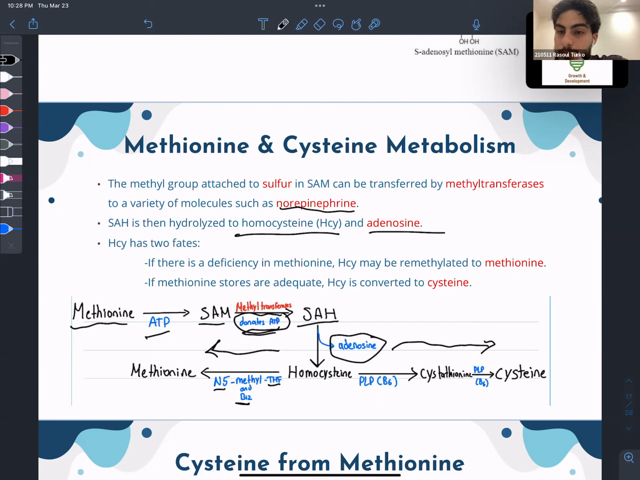So again, methionine, with the help of ATP, gives you SAM. That SAM donates the methyl group, usually to norepinephrine, and becomes SAH. SAH produces homocysteine and adenosine, and then that homocysteine either goes to produce methionine with the help of B12 and B9, or goes to cysteine with the help of B6. Okay.